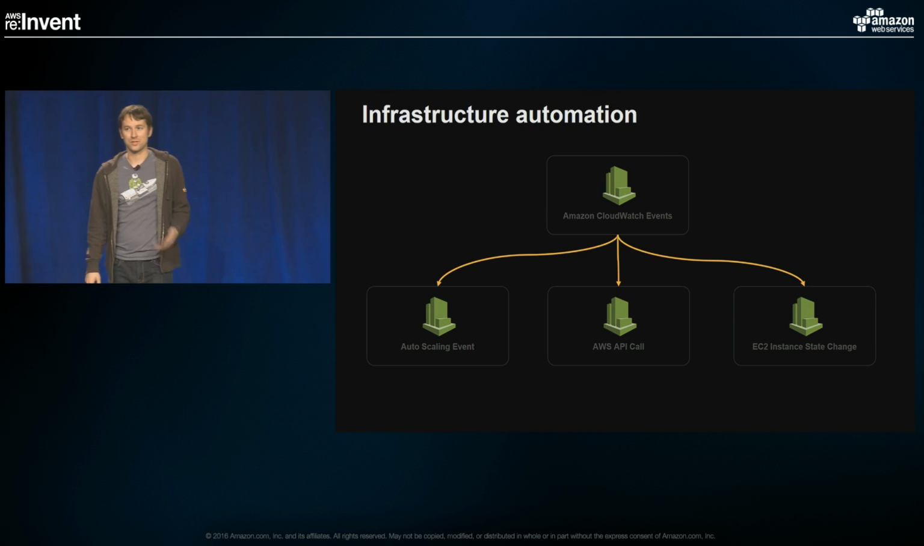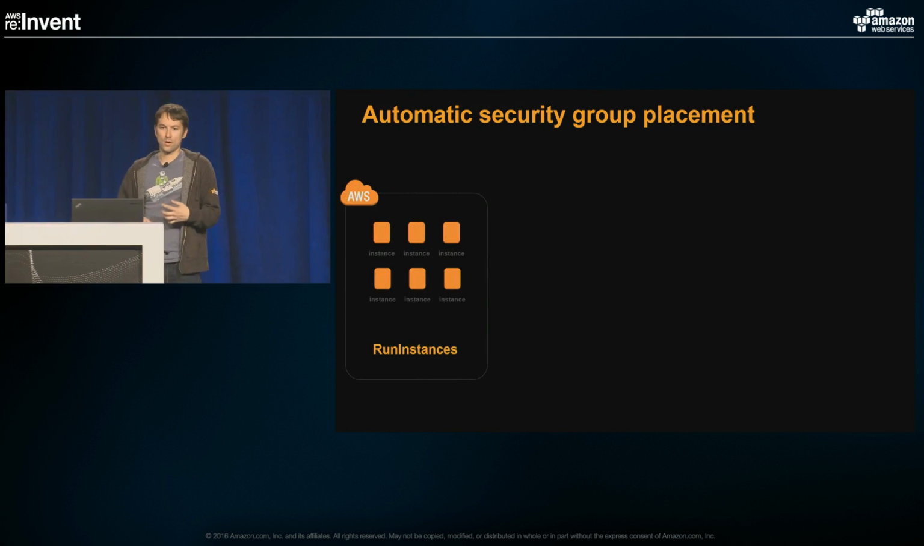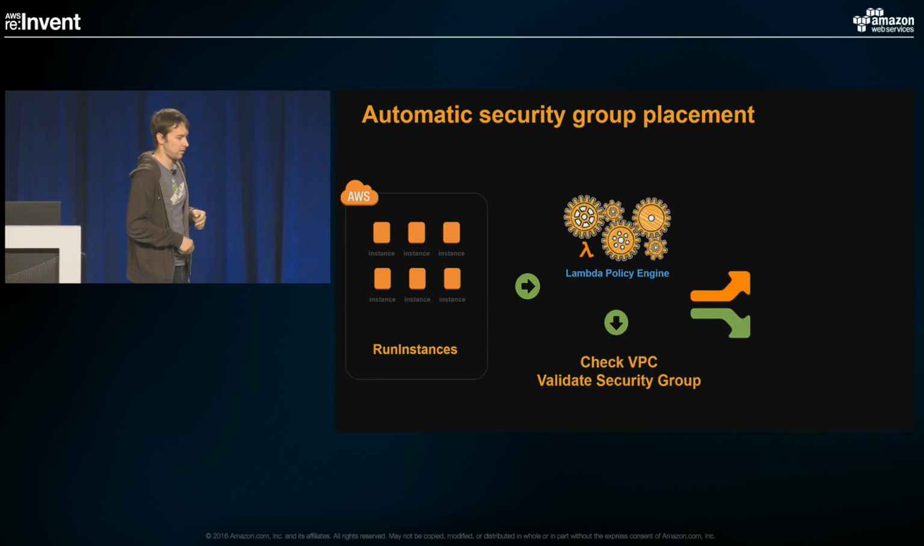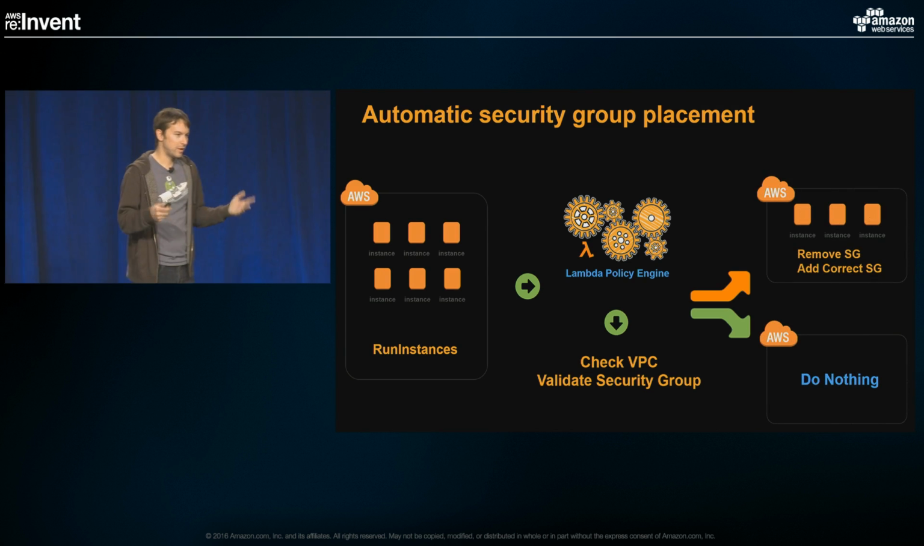Let's just drop it and restart it on new hardware. All of these things are easily done within Config rules and Lambda and all this stuff we've already talked about. I check the VPC, validate the security group. We already talked about how to do this.